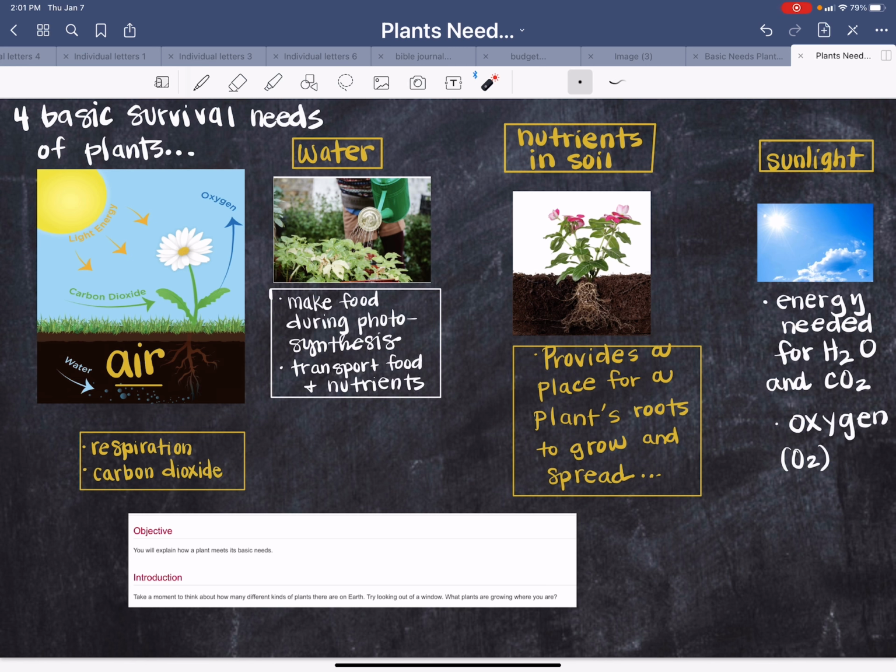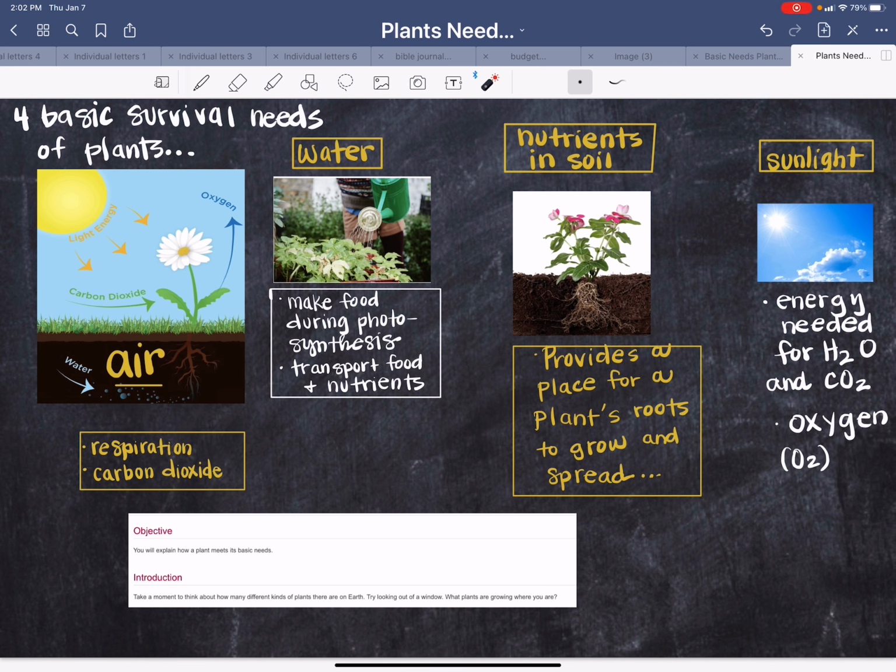The fourth thing that a plant needs for survival is sunlight. Did you know we need sunlight too? We need sunlight. It gives us vitamin D. And if you don't get enough vitamin D every day, like being outside and things like that, it can make you sick. I know, because I have that problem too. I have to take vitamin D supplements.